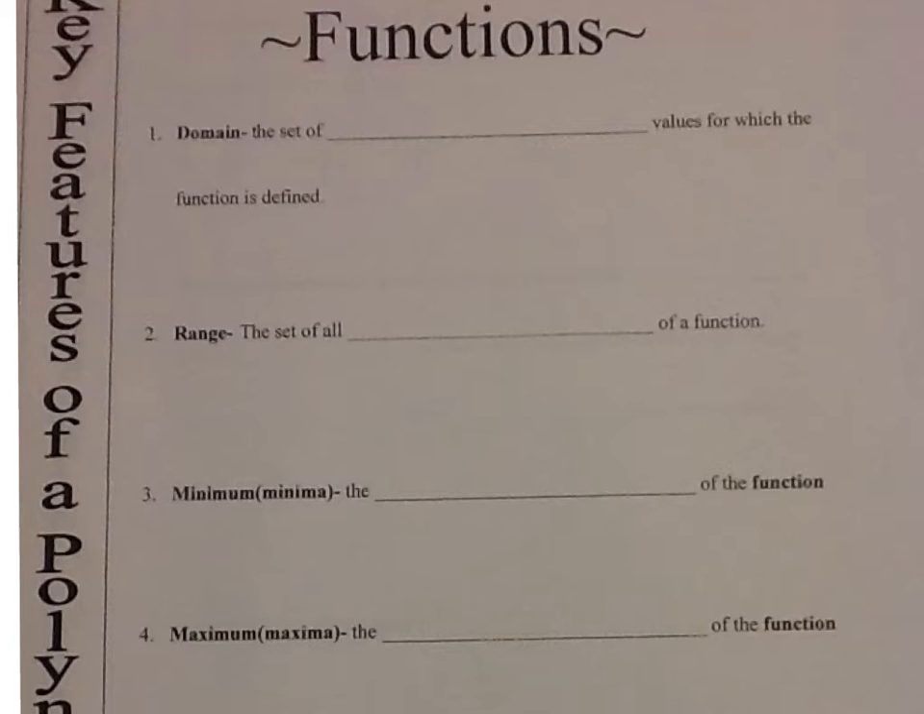So the domain is the set of x values for which the function is defined. Right in here, you already have the word value, so you just want to put x values for which the function is defined. All right, number two says the range. You might remember this from domain and range from algebra. Domain is the x values. The range is the set of all the y values of a function. So put y values.